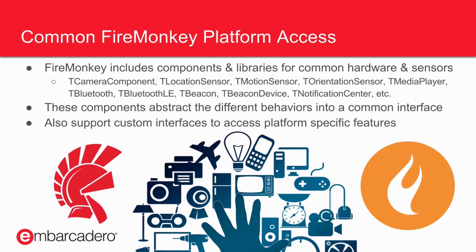Same thing with the motion sensor and orientation sensor, they both are pulling aggregate information. So there's a gyroscope, there's an accelerometer, etc. The media player is what you use for playing media, video, and audio, and also for recording audio. TBluetooth and TBluetoothLE you use for talking to Bluetooth and Bluetooth LE devices.